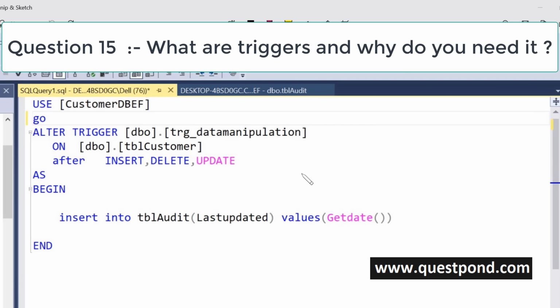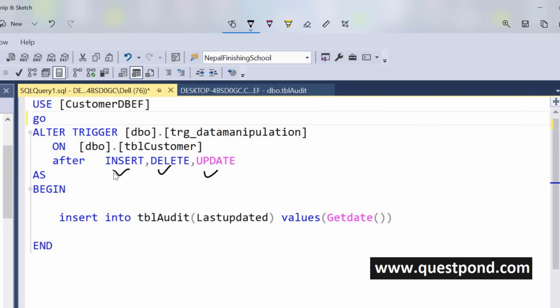What are triggers in SQL Server? Triggers are small pieces of logic which you want to execute when certain events like insert, update, or delete, or any other events happen. And once those events happen, you want to go and execute that logic.